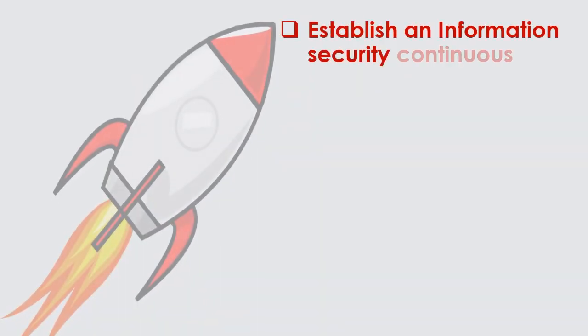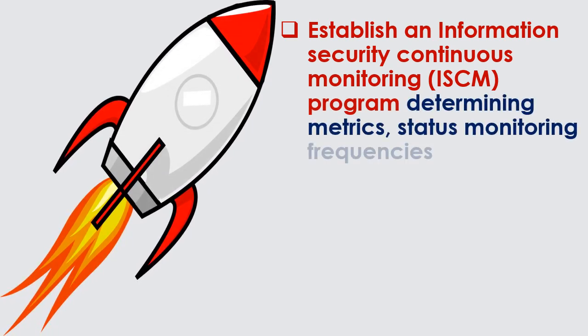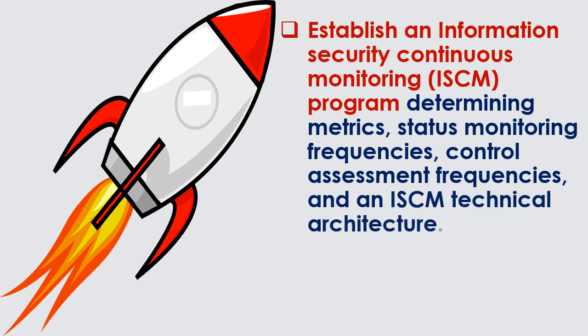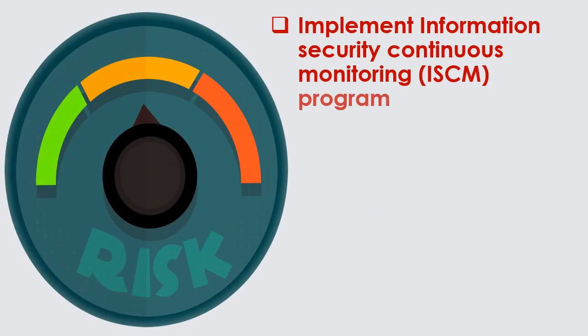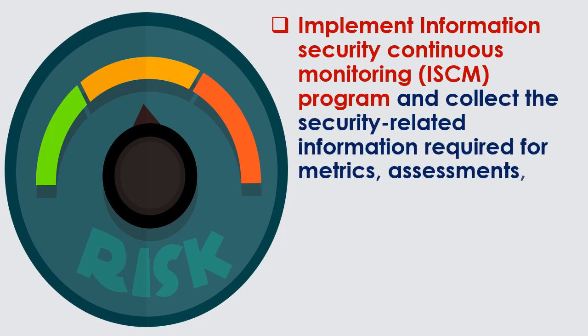Establish an Information Security Continuous Monitoring (ISCM) program, determining metrics, status monitoring frequencies, control assessment frequencies, and an ISCM technical architecture. Implement the ISCM program and collect the security-related information required for metrics, assessments, and reporting. Automate collection, analysis, and reporting of data where possible.